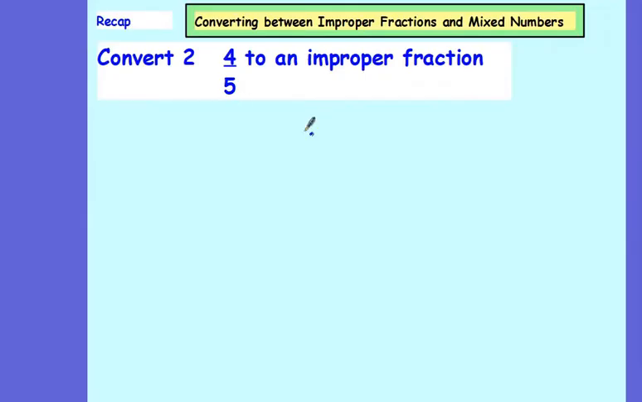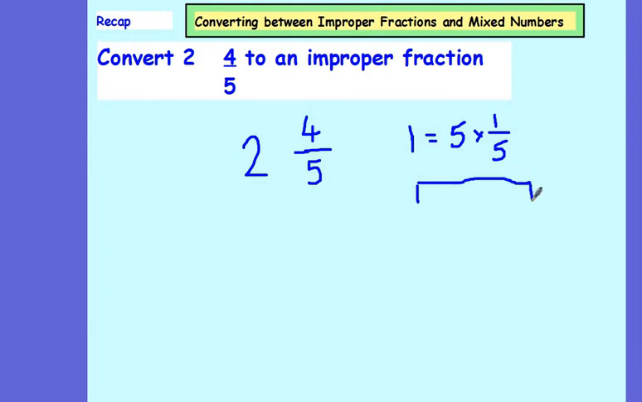Okay, a quick recap of how we converted between improper fractions and mixed numbers. I've got the number 2 and 4/5, and I want to convert that to an improper fraction. Now I know that within each one whole, I've got 5 lots of a fifth. If I drew that as a bar, one whole would be split into 5 lots of a fifth.